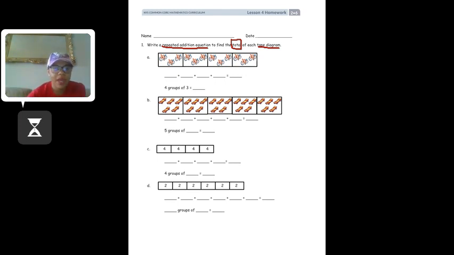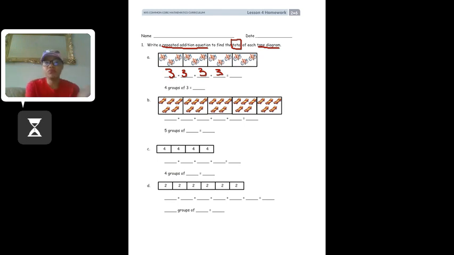So let's see. If there's 3 in the first one, I'm going to put 3 in my first blank. And then there's 1, 2, 3 in my second equal square. And then there's 1, 2, 3 in my third equal square. And then there's 1, 2, 3 in my last equal square. So now I have my repeated addition equation, and now I just have to find the total for that equation.